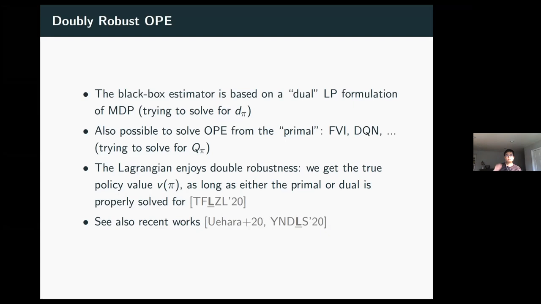And we have a recent paper in ICLR that shows how this doubly robust estimator can be useful. There are also related works, like Professor Jiang's group's paper at ICML 2020, and another paper that we have recently at NeurIPS 2020. They rely on the duality structure of the LP formulation to develop many OPE methods.